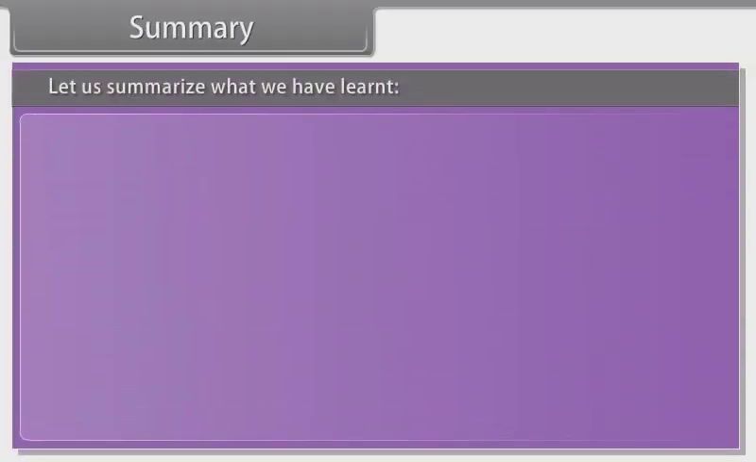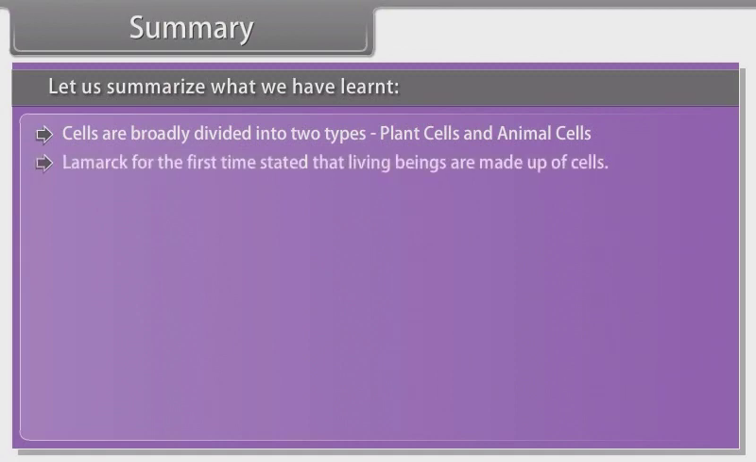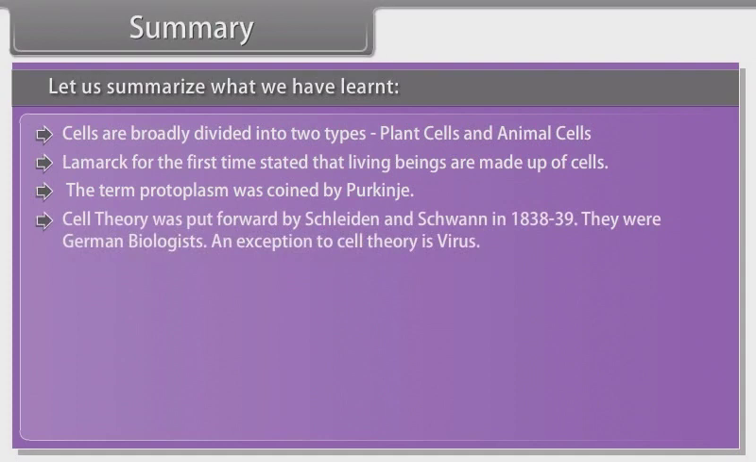Summary. Let us summarize what we have learned. Cells are broadly divided in two types, plant cells and animal cells. Lamarck for the first time stated that living beings are made up of cells. The term protoplasm was coined by Purkinje. Cell theory was put forward by Schleiden and Schwann in 1838 to 1839. They were German biologists. An exception to cell theory is virus.